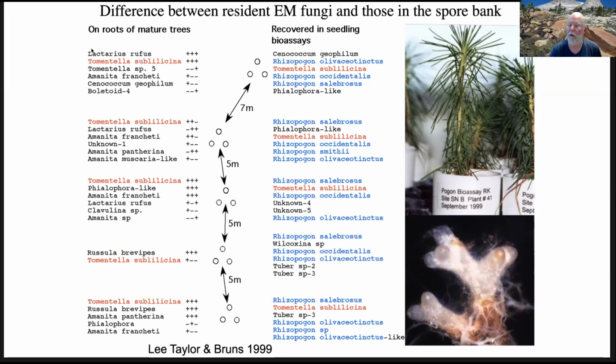So it's basically like that late stage, early stage paradigm, is that in the soil, we pick up a very small subset of things that are on the mature roots. And these are establishing by spore. The other thing you'll notice here is that there's a sea of blue on the bioassay side, the spore side. And that sea of blue is the genus Rhizopogon that I'm going to come back to multiple times in this talk.